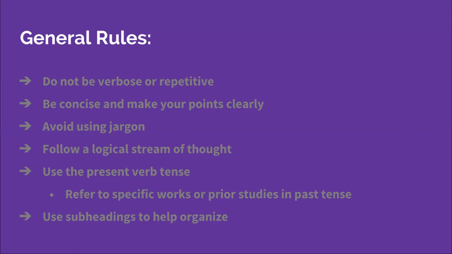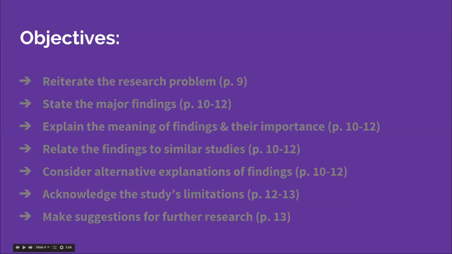It should flow smoothly. Use transition words and phrases to help the story read clearly. It helps the author to emphasize important points and helps the reader recognize a switch from one topic to another. Use subheadings to help organize the paper. Boofy and Jill are going to explain and relate the objectives of the discussion section to the sample research article.